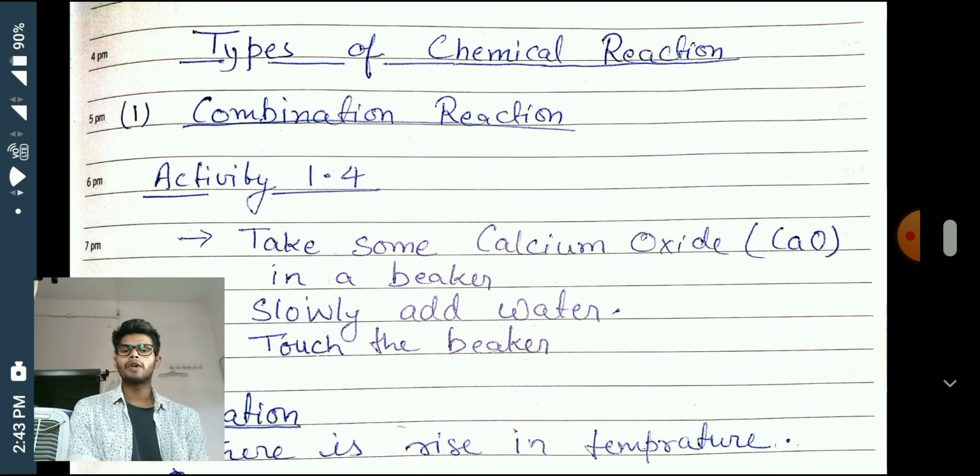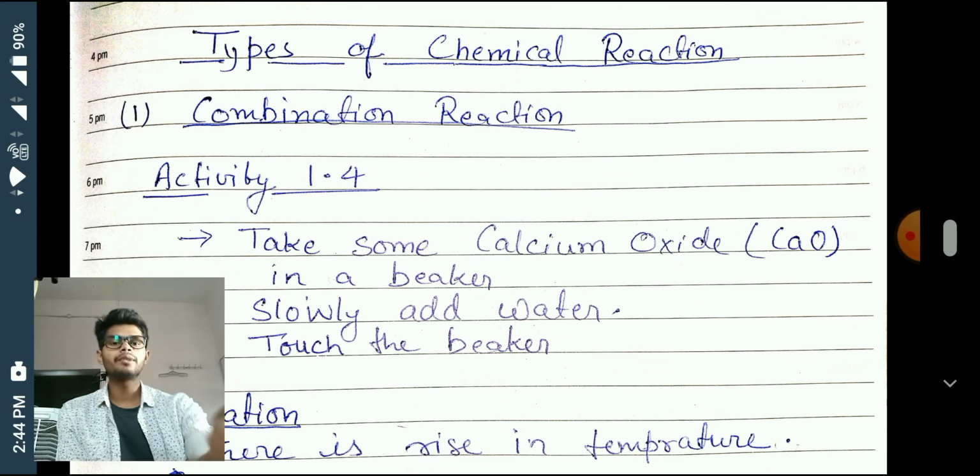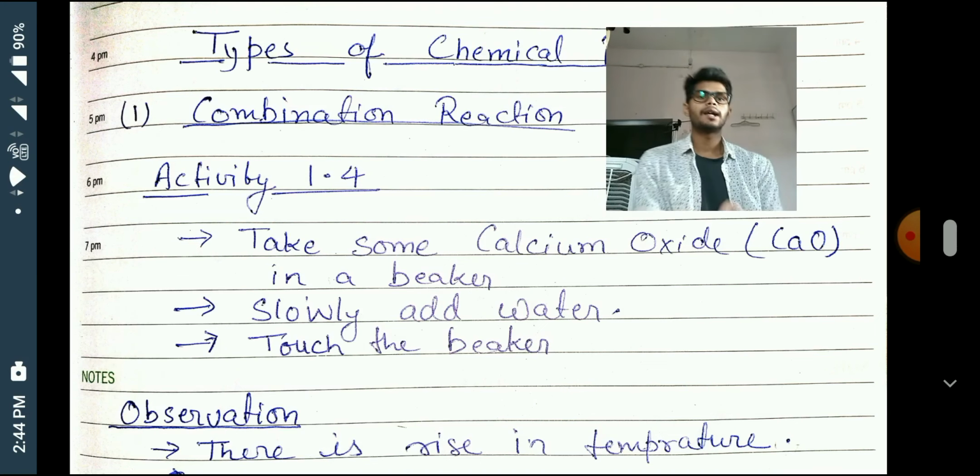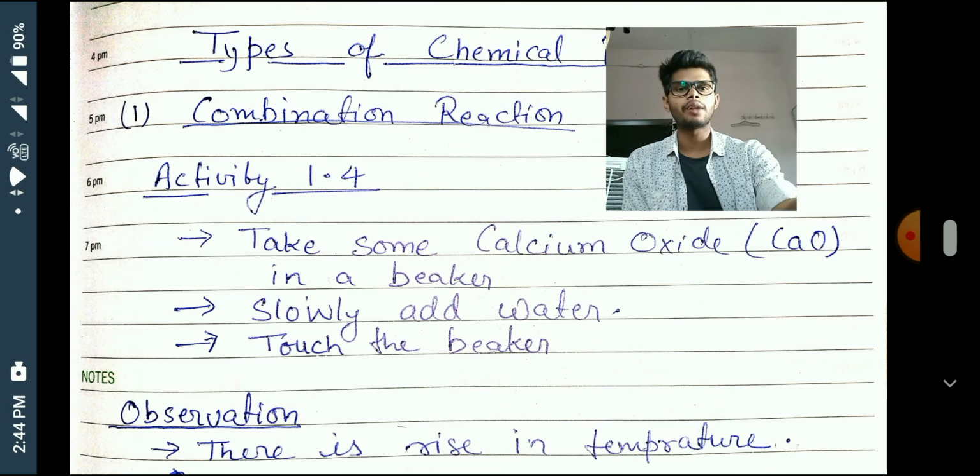Our first activity is this: take some calcium oxide, CaO, in a beaker. Slowly add water to it and then touch the beaker. What will we feel? We feel that there is an increase in temperature. You will feel that the beaker is warm now. So what happened here? Let's see the reaction and observation part.